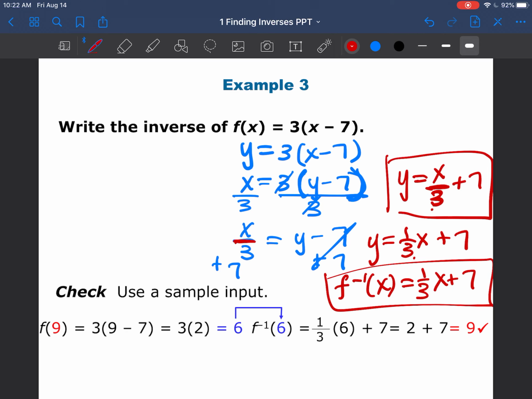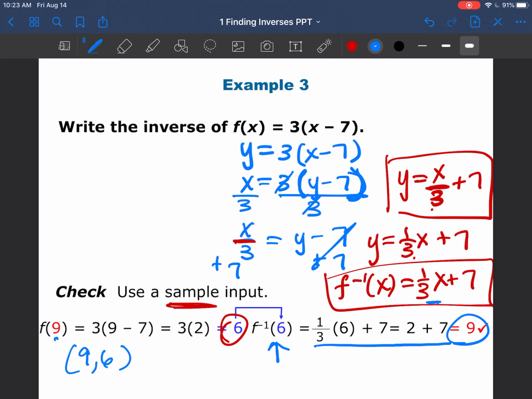Okay, and so if you're ever on a multiple choice test and you just want to test a point to see if your answer is the right inverse, you can pick a sample input. And so here, if I take the original function and plug in 9, I would get 6 as the output. And so I would then want to plug that 6 into my inverse function and see if I get the original input. So if I plug in 9 to the original, I get an output of 6. And so for my inverse function, if I were to plug in 6, I better get a 9 as the output.